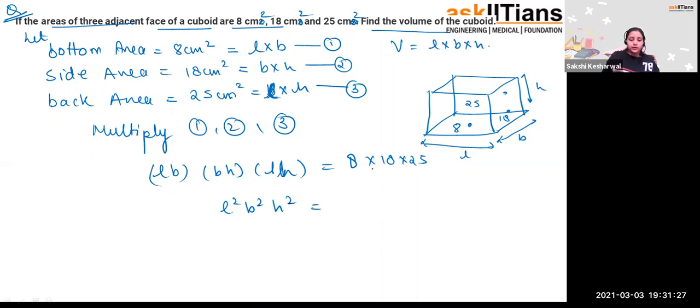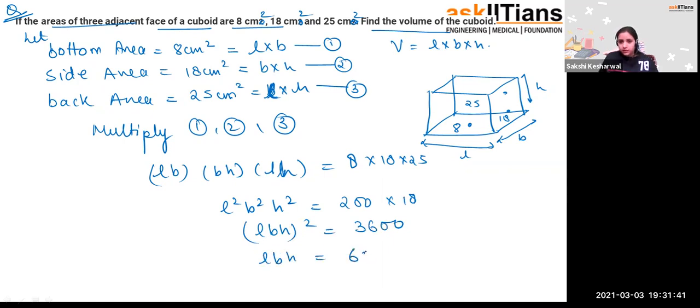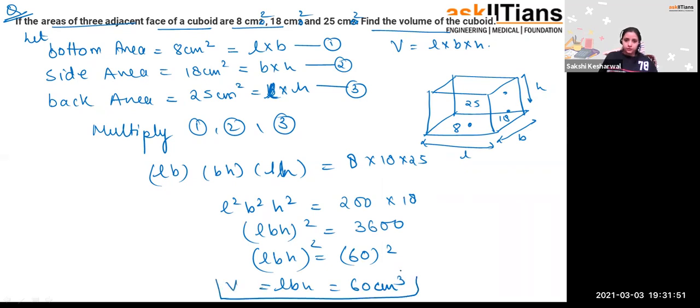And if you multiply this, 25 into 8 is what, beta? 200 into 18, which is equal to how much, beta? LBH whole square is equal to 3600, right? So can I say that LBH is equal to 60, right or not? So LBH is equal to 60 centimeter cube, which is the volume, the answer, right? So write it down, beta, this thing.